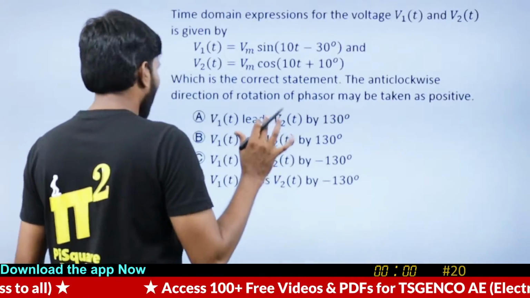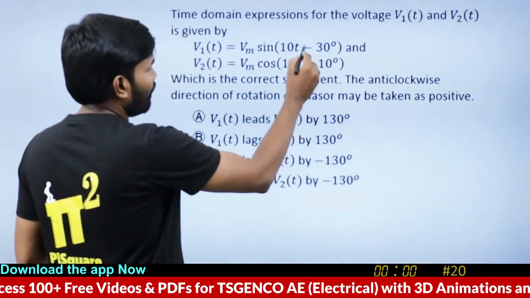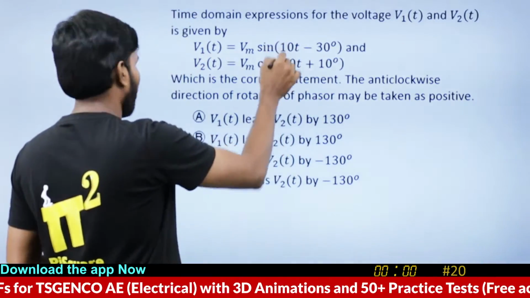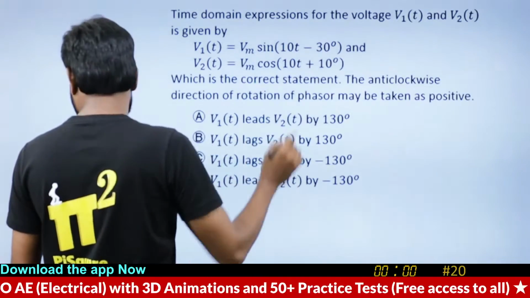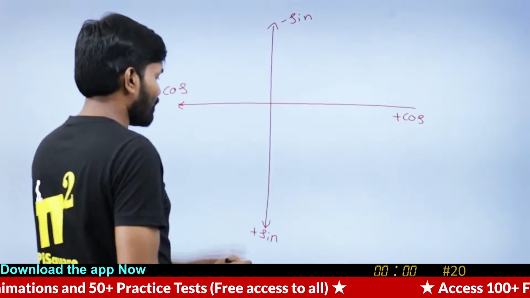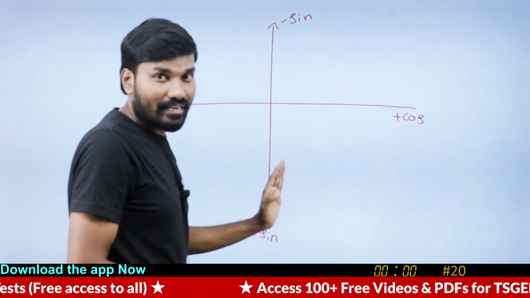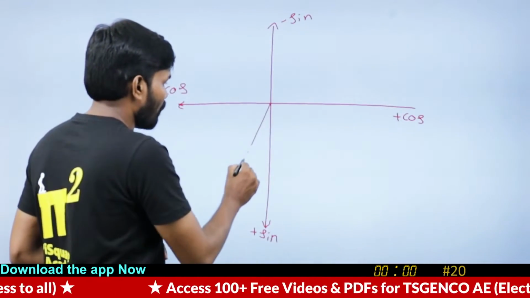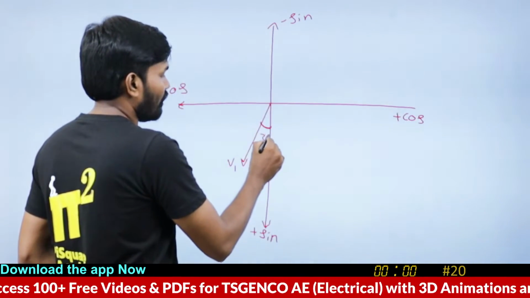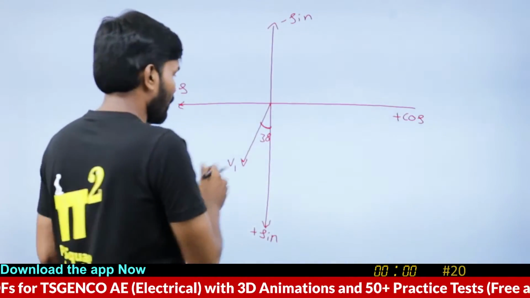Once this is ready, think about this. V1 is Vm sine, and you write it as omega t minus 30 degrees. Both have the same frequency. So V1 is sine with minus 30 degrees. Plus sine means this is plus sine. Minus 30 degrees means lagging, minus is behind. So this is V1, and this angle is 30 degrees. Minus is already included because I'm drawing it lagging. This is V1.